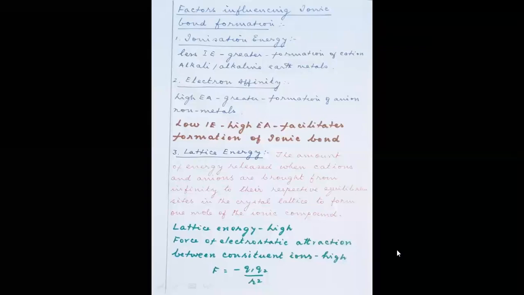This attractive force, F, is equal to minus Q1 Q2 by R square. So you should understand, if it is force, it is divided by the square of the distance. If it is potential energy, it is divided by simply the distance. So the force is equal to minus Q1 Q2 by R square. So these are the three factors influencing the formation of ionic bond: one is ionization energy, the second is electron affinity, and the third is lattice energy.